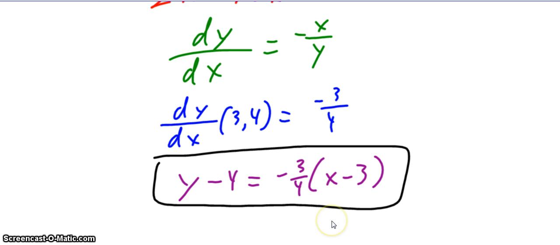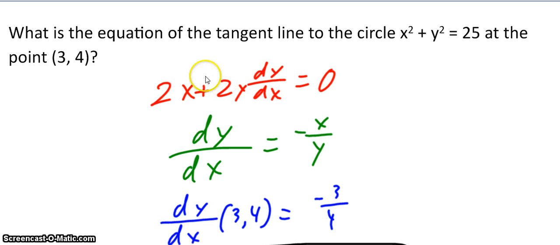So just like our notes from last night, this is an example of where you could have done implicit or explicit differentiation, but implicit differentiation is going to be much easier for this problem. So our answer should be y minus 4 equals negative 3/4 times the quantity x minus 3. How do we get that?